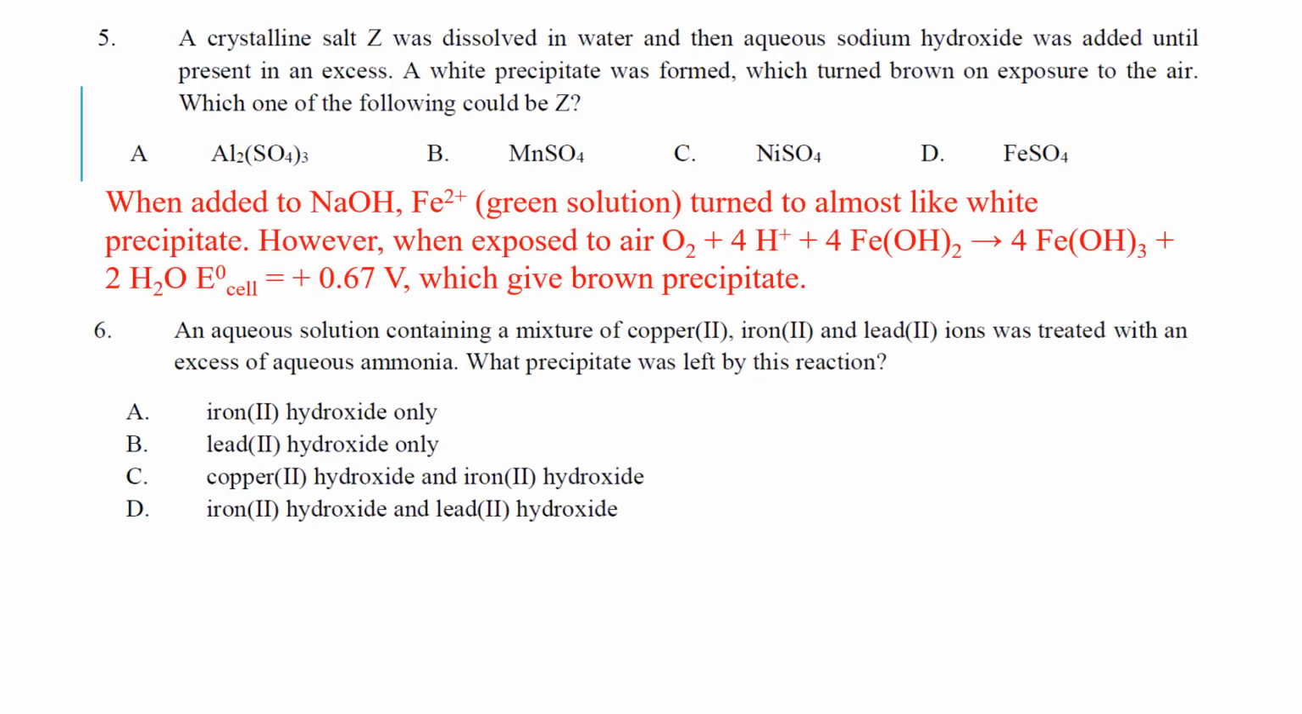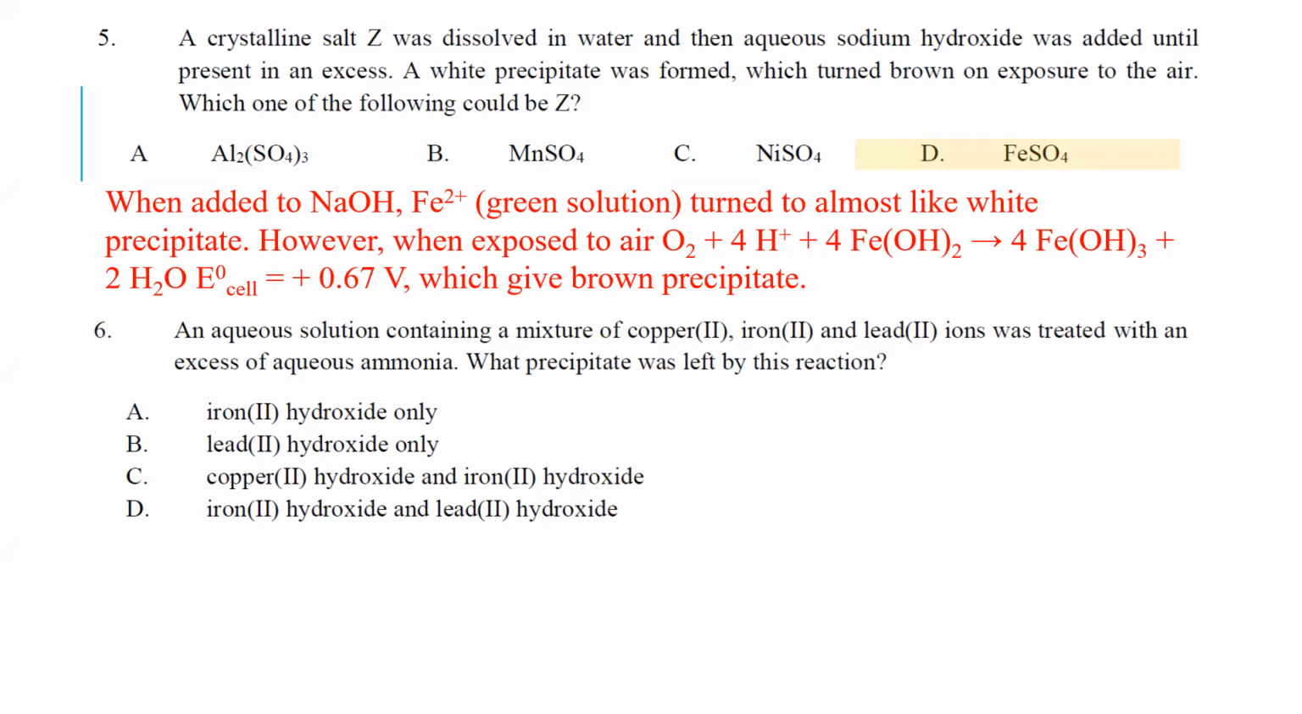So in here, when you add NaOH, Fe2+, which is supposedly a green solution, turns to almost a white precipitate, even though there is a little greenish inside there, but it's almost white. And then when exposed to air, it oxidizes from iron 2+ to iron 3+, according to the equation O2 + 2H2O + 4Fe(OH)2 gives 4Fe(OH)3. So that is how you form the brown precipitate. The brown precipitate is due to the presence of Fe(OH)3. So the best answer in here is D.